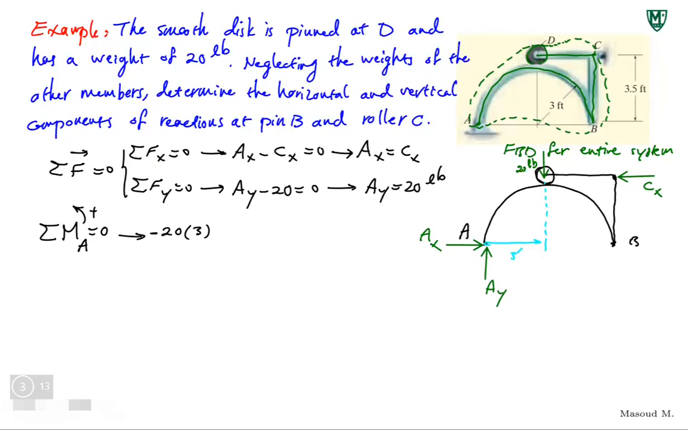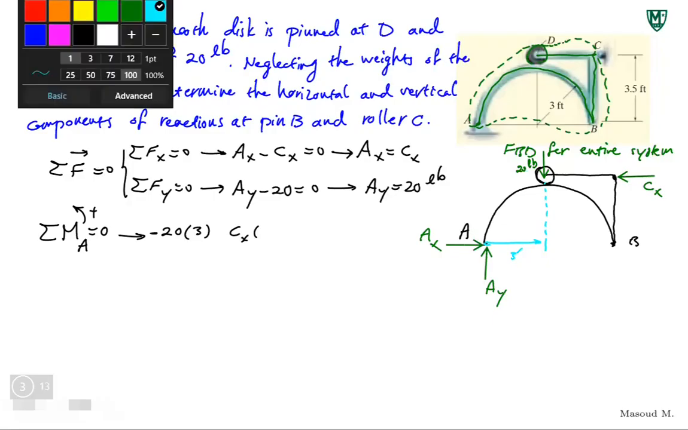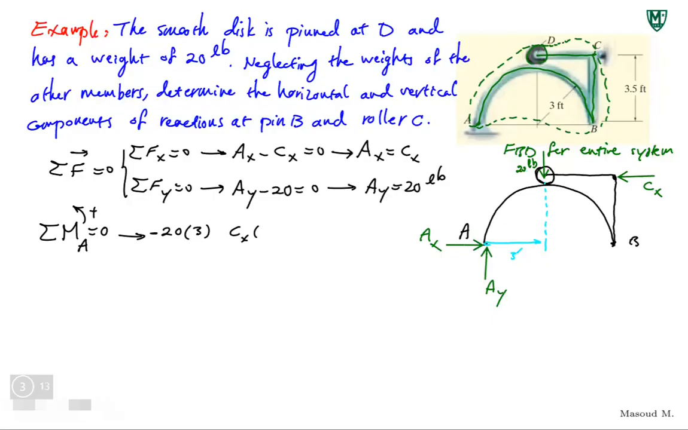And then we have CX. CX multiplied by the perpendicular distance between CX and point A. How much is that? That's, looking at this, 3.5 exactly. So if this is the line of action for CX, the perpendicular distance from the line of action to point A would be the distance we're looking for. It's 3.5 feet.